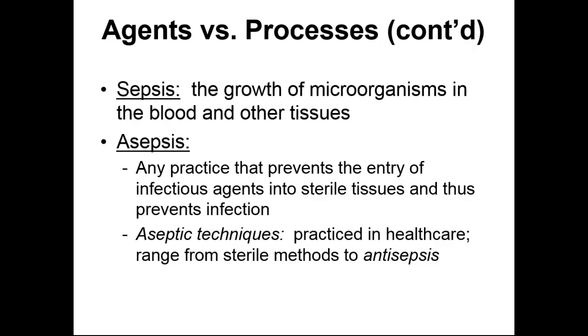Sepsis is known as the growth of microorganisms in the blood or other tissues. In a healthcare setting, sepsis is almost always going to be referred to as growth of the microorganism in the blood. Blood sepsis is a very common condition and a big issue in healthcare. We also have asepsis. As its name implies, it's the opposite of sepsis. It's anything that prevents the infectious agent from moving into the sterile tissue, so it prevents sepsis from occurring. Aseptic techniques are techniques or procedures that help prevent the growth of microorganisms in the blood and other tissues. These techniques help to prevent sepsis.